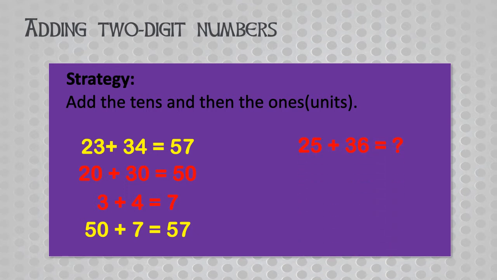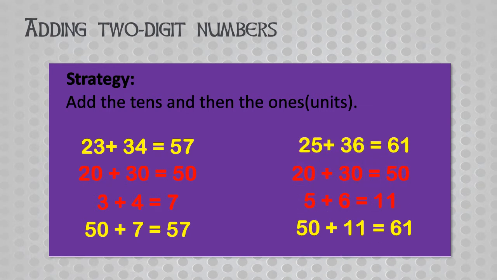What about 25 plus 36? Again, we begin by adding the tens. 20 plus 30 equals 50. Now, let's add our ones. 5 plus 6 equals 11. 50 plus 11 is equal to 61. So that means that 25 plus 36 is also equal to 61.